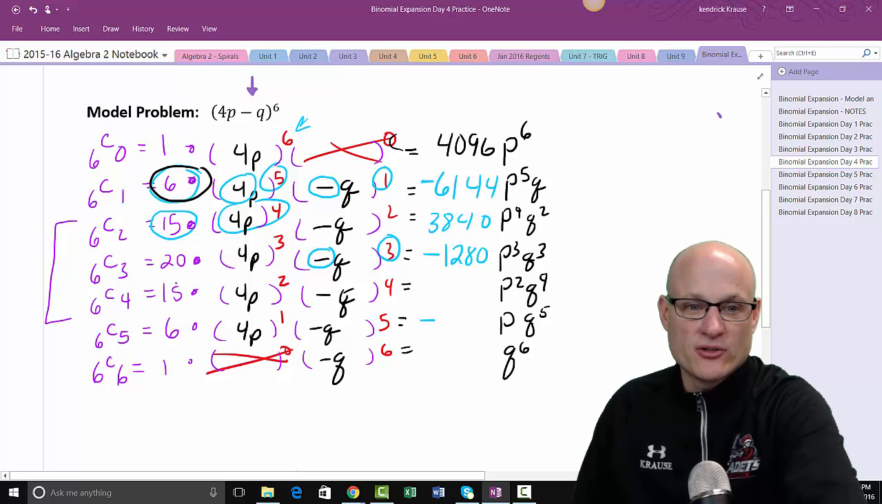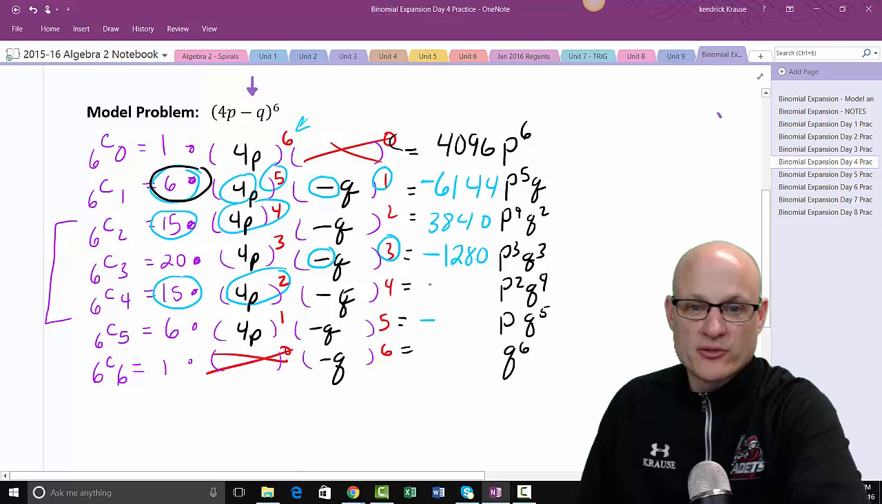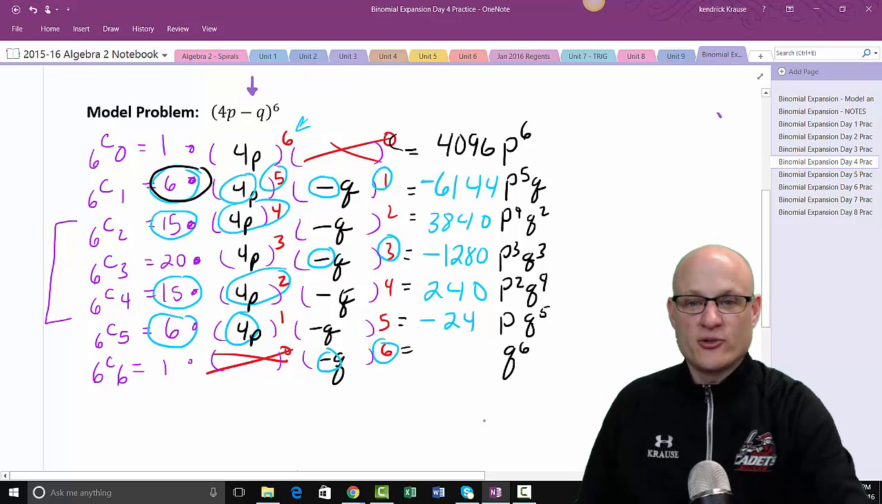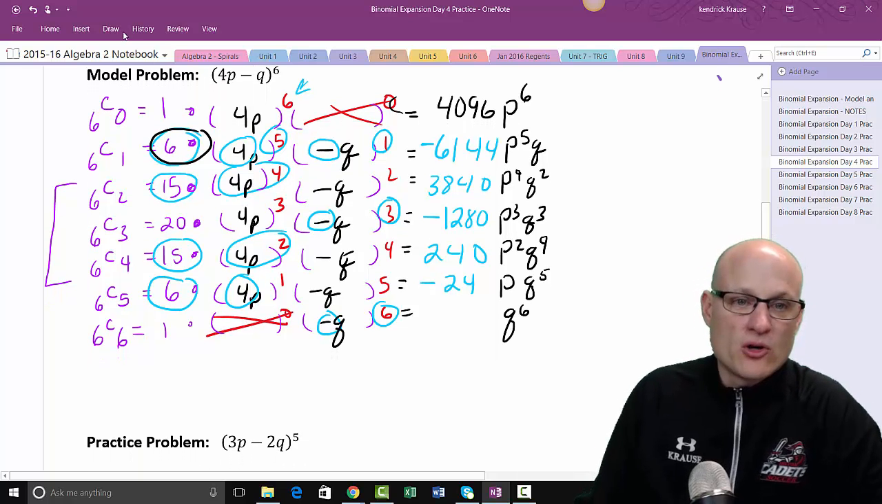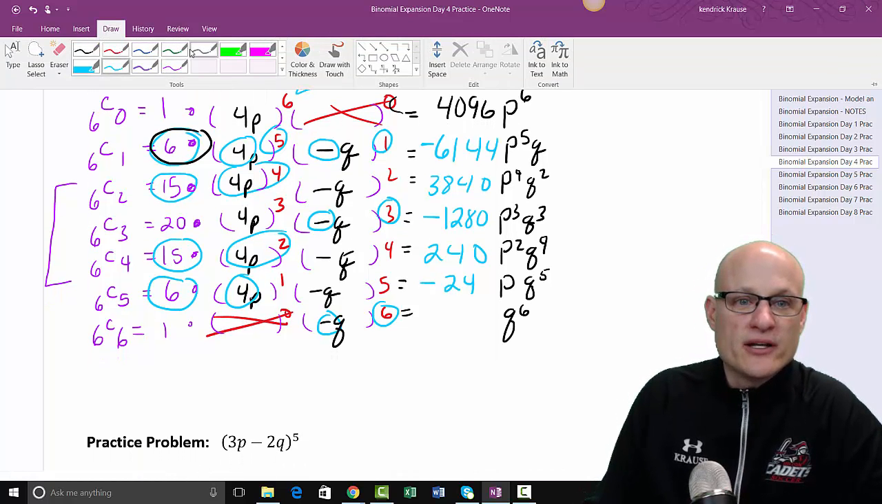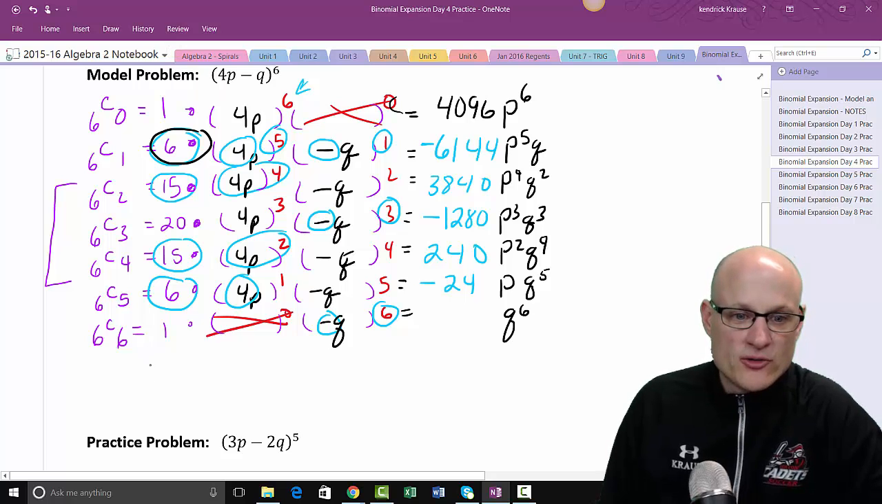Now it's going to be positive, so 15 times 4 squared, I believe that's 240. 6 times 4 is 24. And the last one is just negative to the 6th power. That's positive, and it's just q to the 6th. So there's my answer in all of its wonderful glory, and we'll put the answer in green, because that could be our answer.